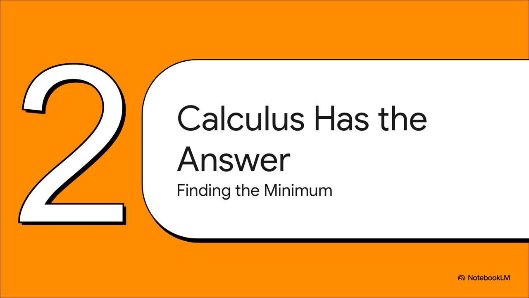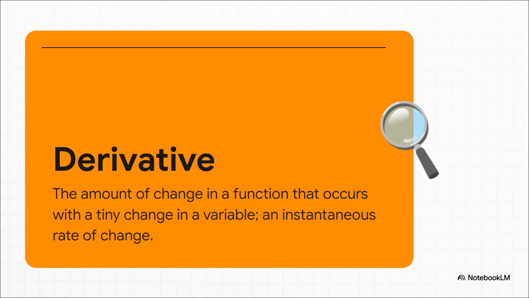Well, it turns out the hero of this story is differential calculus. And don't worry, I promise this is going to make sense. Let's just break this down for a second. The word derivative can sound intimidating, but all it really is, is a tool that tells you the slope of a line or a curve at one specific single point. That's it. Is the curve going up? Is it going down? And how fast?